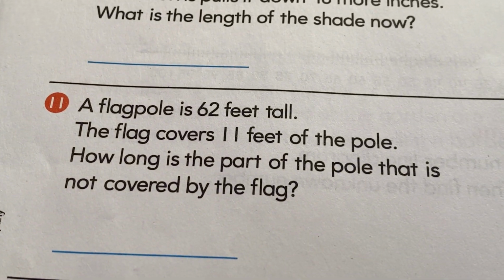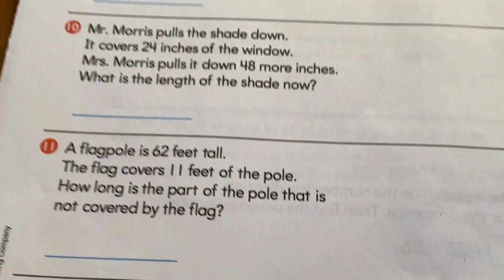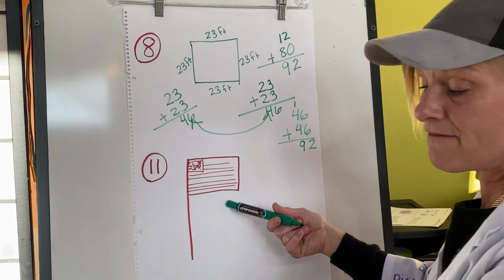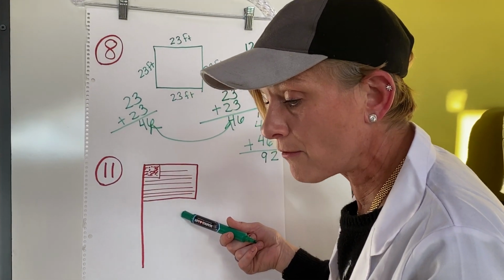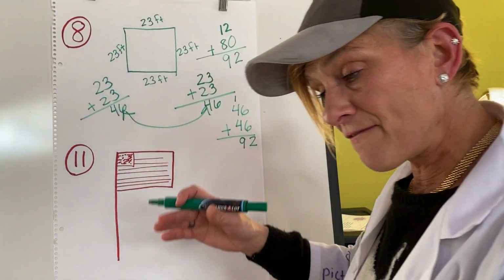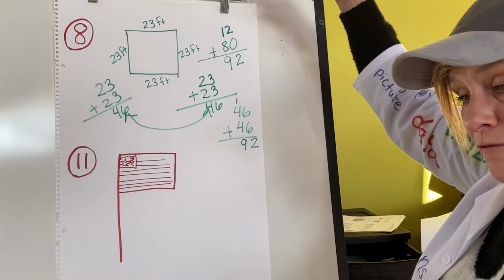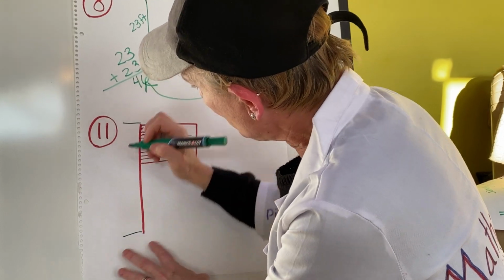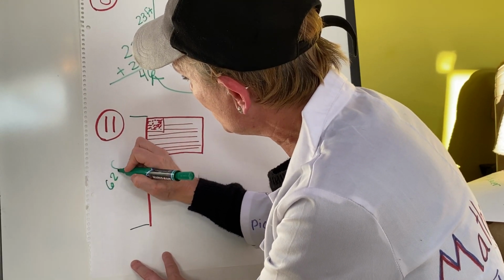So here we go again, friends. What is the situation? We have a flagpole. Oh yeah, friends, I'm making a picture. The visual is very powerful. And of that flagpole, it says the flagpole is 62 feet tall. So from here to here is 62 feet.